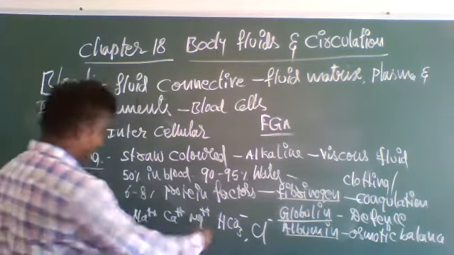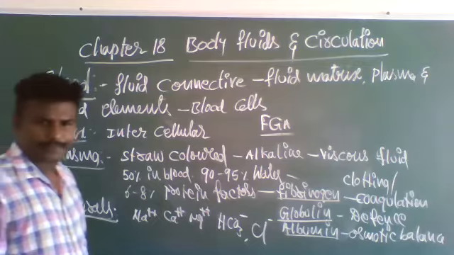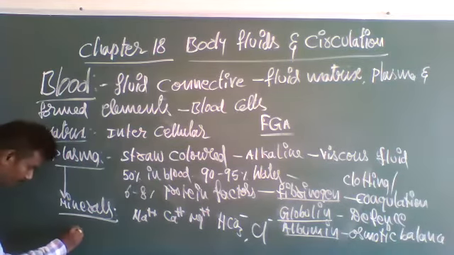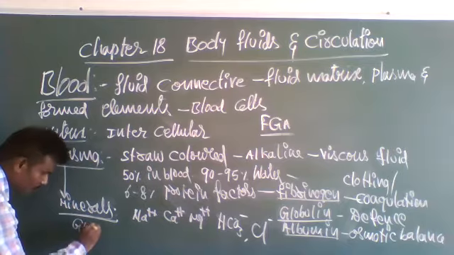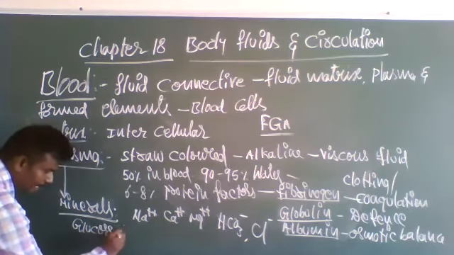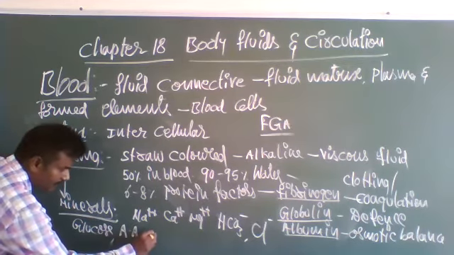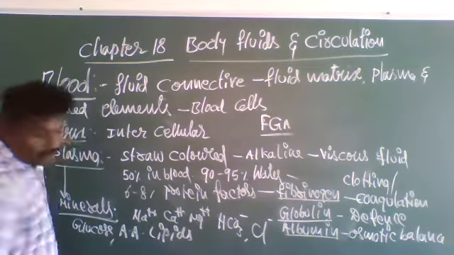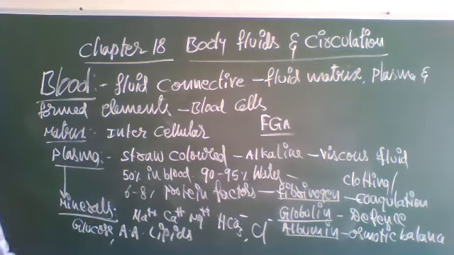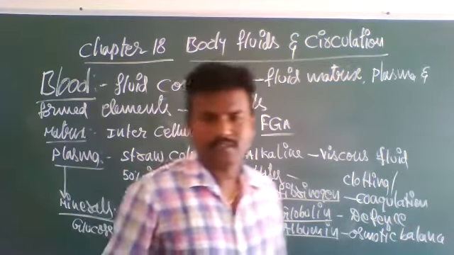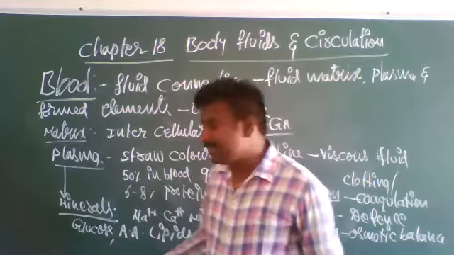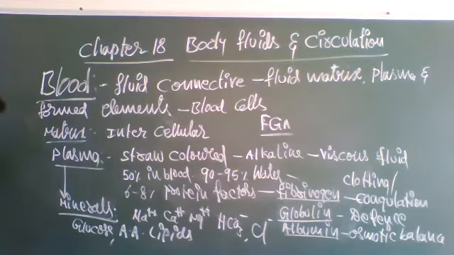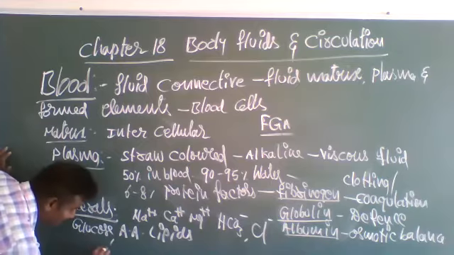Along with these, plasma also contains glucose, amino acids, lipids, etc. These are present in our body, and they are always in transit.